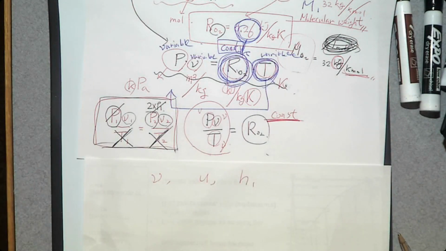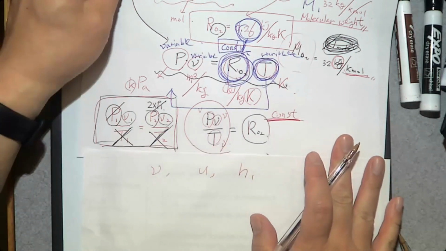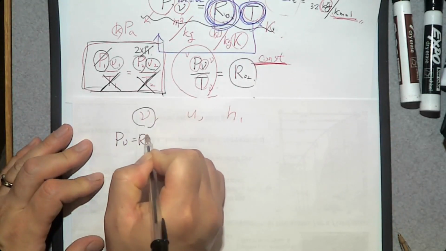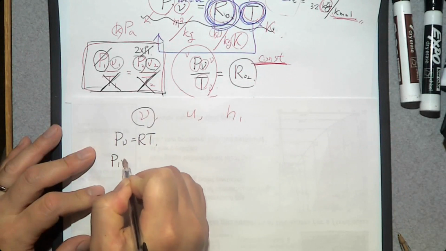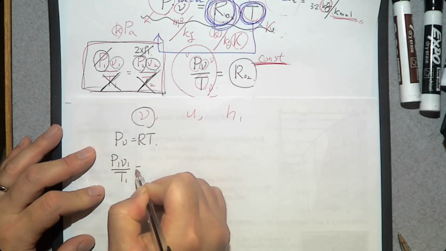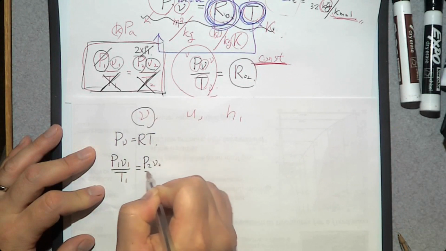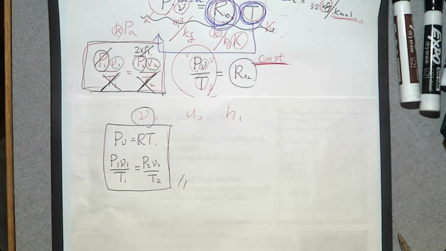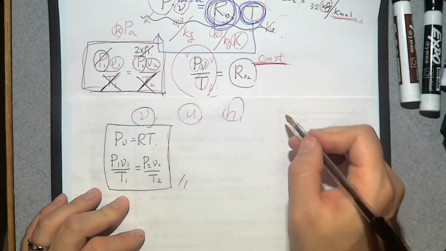If you are interested in specific volume, we can use the ideal gas equation, right? Then what kind of equation can we use to determine U and H? They are specific heat. For specific volume, we can use PV = RT, or P1V1 over T1 equals P2V2 over T2. They are ideal gas equations. If you want to determine U and H, we can use specific heat.